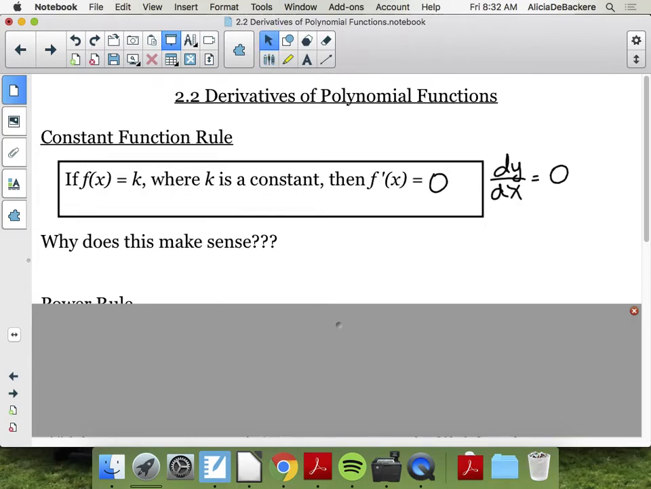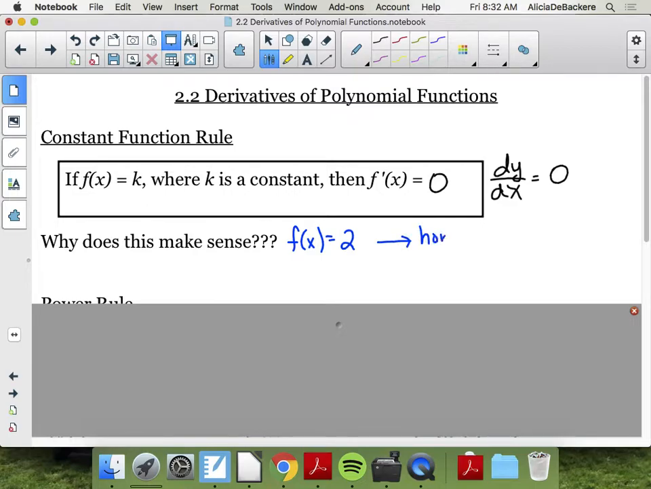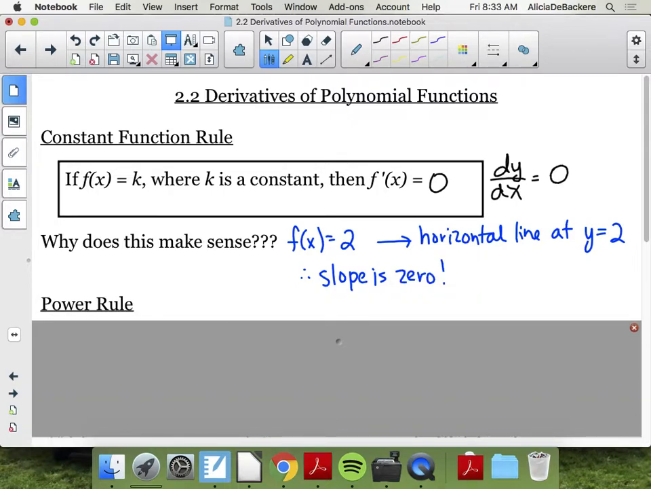So why does that make sense? So let's take a look at an example. So if my f at x function is equal to -2, I can imagine what the graph of that would look like. Well, this is just a horizontal line at y equals -2. And so if I'm finding the slope of the tangent along that line at any point, of course the slope of the tangent is going to be 0 because the slope of the whole graph is 0. And so that's why that rule makes sense for us.